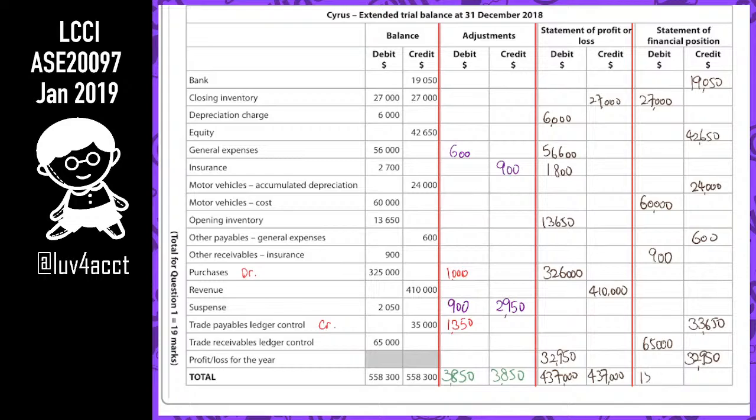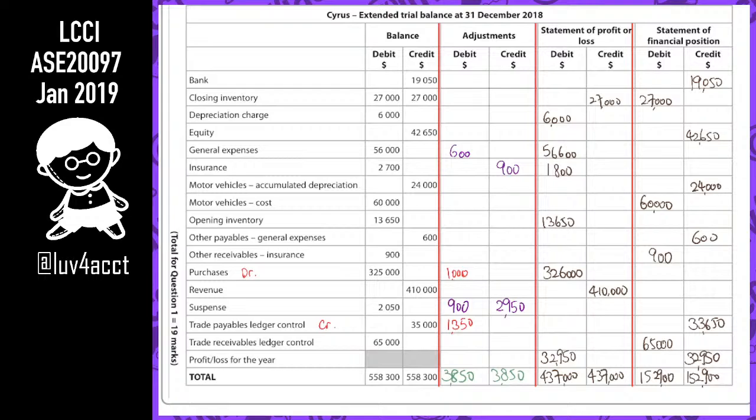Okay, 152900. Yes. 17 marks for this statement.